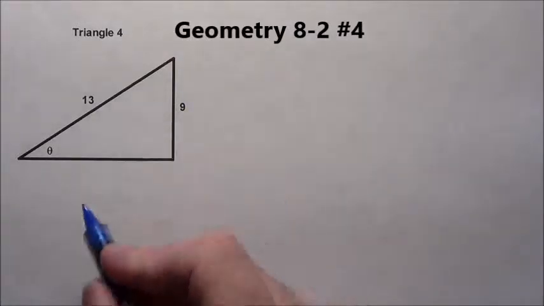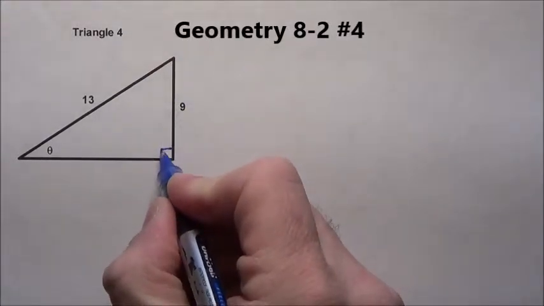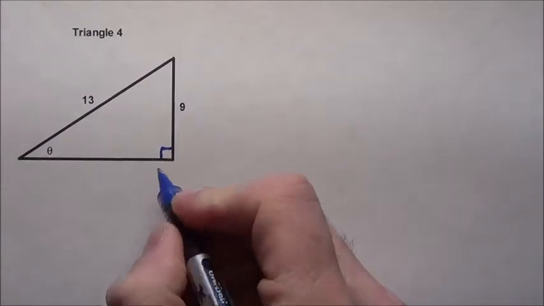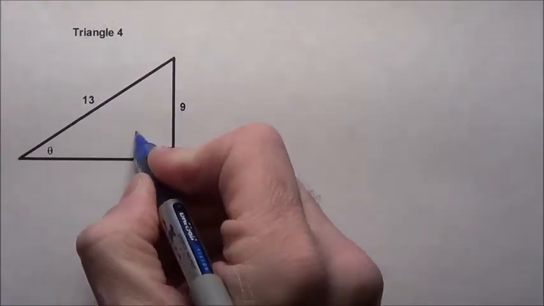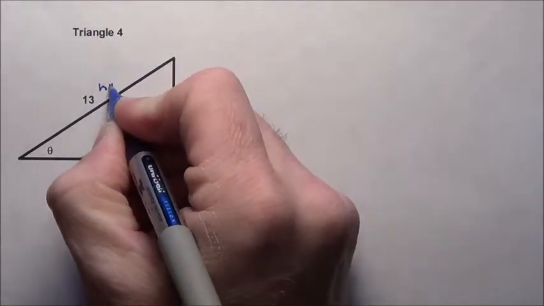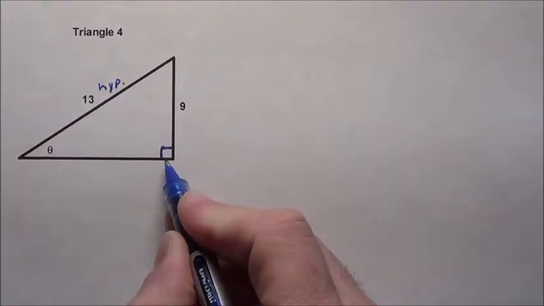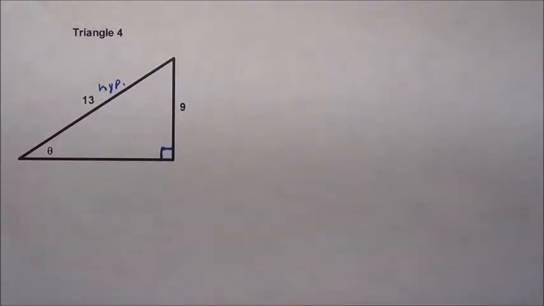Here's triangle 4, right triangle. Here's where our right angle is located in that triangle. Across from the right angle is going to be the hypotenuse. That again is always, no matter where the right triangle is, across from it is your hypotenuse.